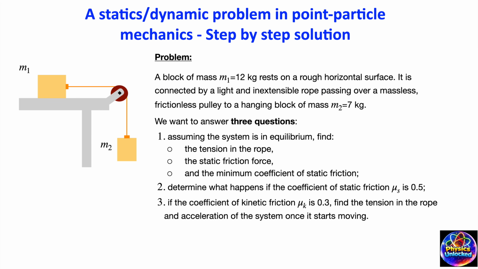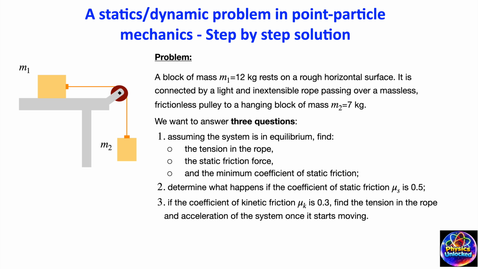A block of mass m1, 12 kilograms, rests on a rough horizontal surface. It is connected by a light and inextensible rope passing over a massless, frictionless pulley to a hanging block of mass m2, 7 kilograms. We want to answer three questions. The first question is, assuming the system is in equilibrium, find the tension in the rope, the static friction force, and the minimum coefficient of static friction.